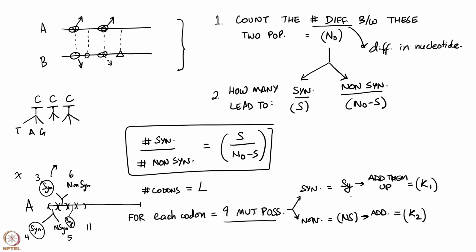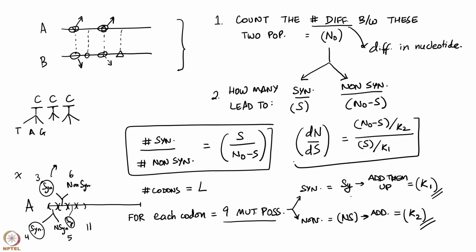This tells me that for the DNA sequence that I am dealing with, the relative propensity to have a synonymous to a non-synonymous mutation is K1 is to K2, whereas in reality what I have is S to N naught minus S. So, I will normalize this and I will call this ratio dN by dS. And this dN by dS is simply the non-synonymous changes that actually happened, N naught minus S, divided by non-synonymous propensity of the sequence, which is K2, divided by synonymous changes that happened, which is S, and finally divided by the propensity of synonymous mutations in that sequence. This ratio gives us an estimate of the strength of the two forces, selection and drift, in driving evolution of these two groups of populations.